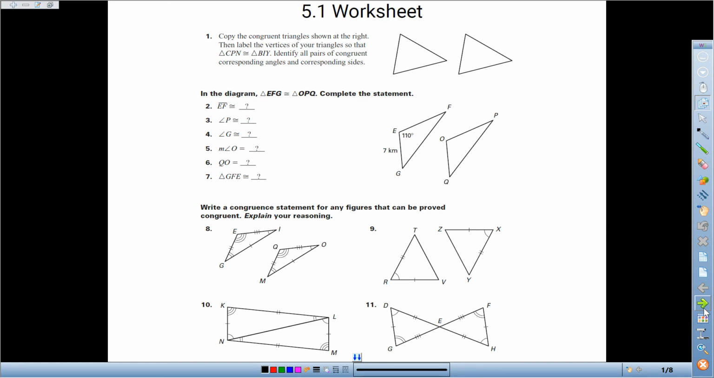Hey, everybody. So we're going to be getting into the 5.1 worksheet today. If you guys remember, 5.1 is all about congruent triangles. All right. So just to jump in, let's take a look at number one here because this is a good summation of what it means for two triangles to be congruent.